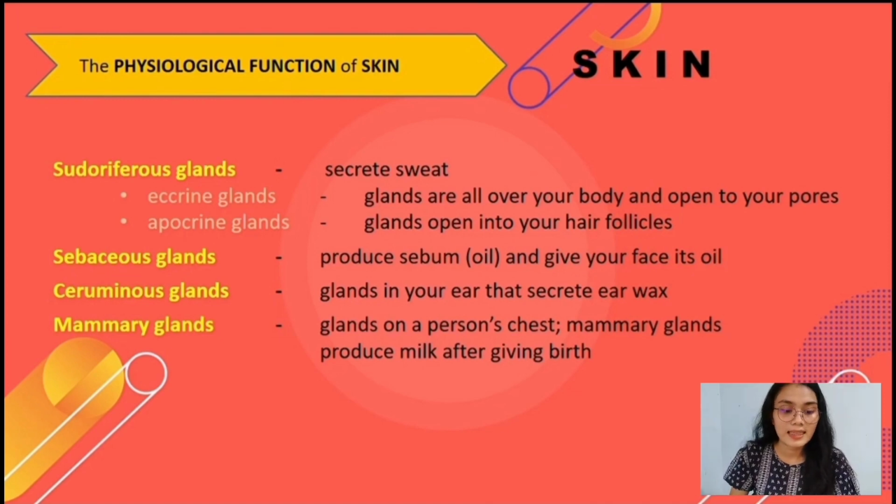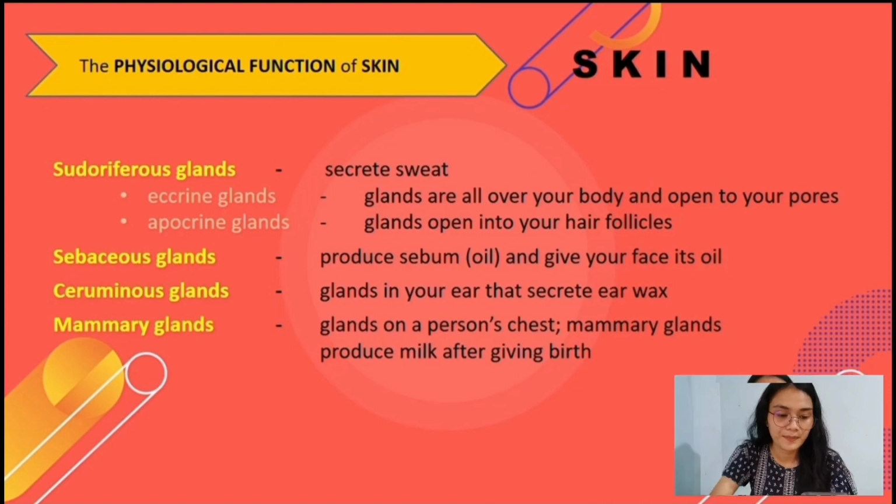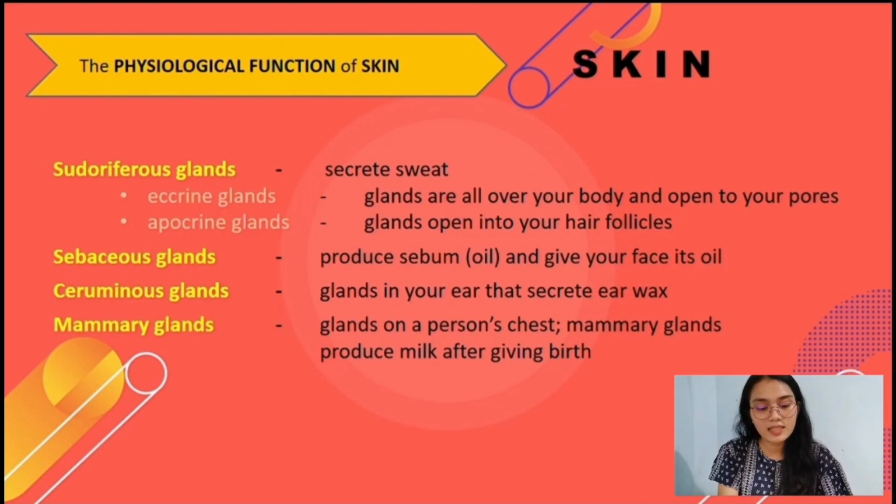Sudoriferous glands, these are the glands that secrete sweat through your skin. So, ang sudoriferous glands, naapod siya 2 types of sweat glands. It is called the eccrine glands and the apocrine glands. Ang eccrine glands, these glands are found throughout all the skin, but are especially abundant on the palms of the hand, the soles of the feet, and the forehead.